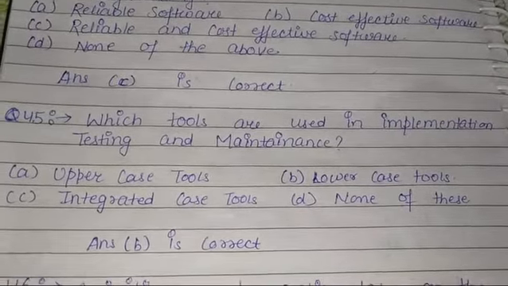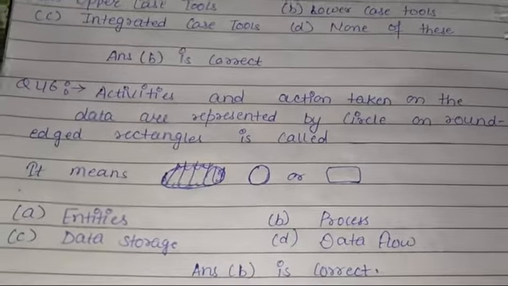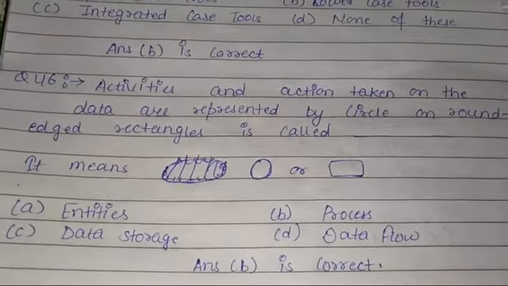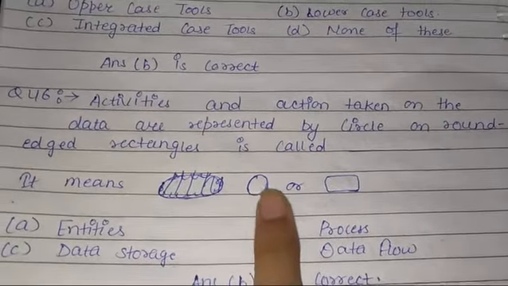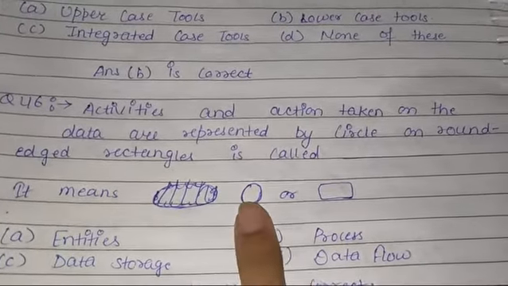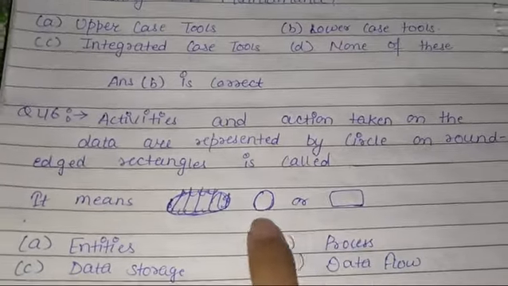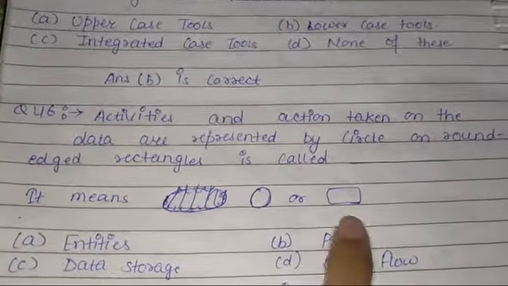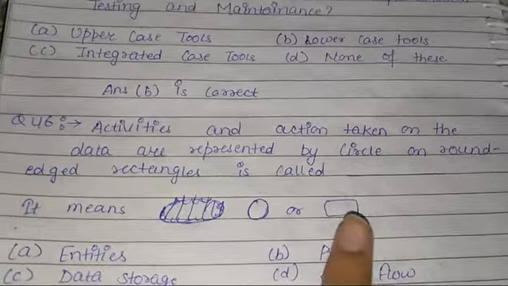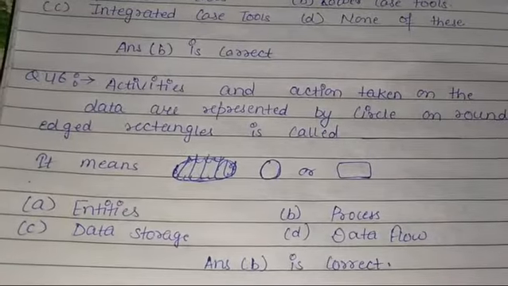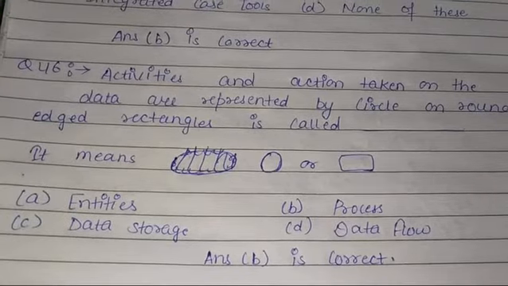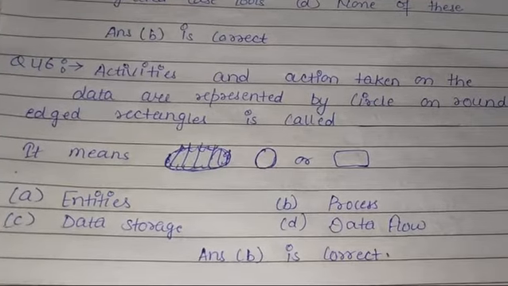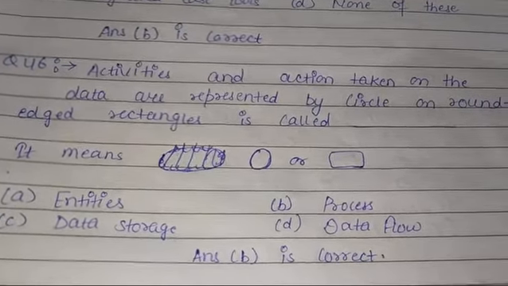Question 46. Activities and actions taken on the data are represented by a circle or a round-edged rectangle. Okay, like this or this. So it represents what is called what? Okay, A. Entities, B. Process, C. Data storage and D. Data flow. So it is the symbol of what? Process. Okay.